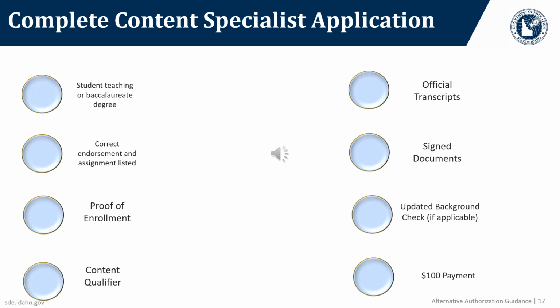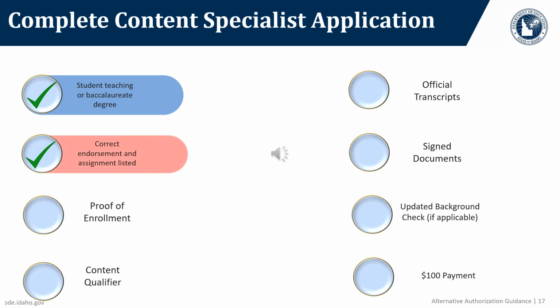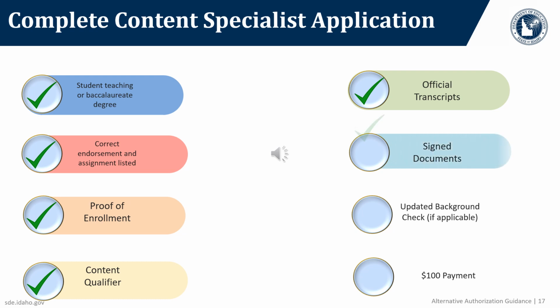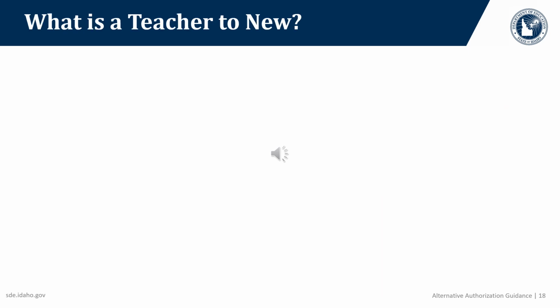Before submitting the Content Specialist application, the following checklist will ensure a complete application. The school has verified the candidate is student teaching in the authorized year of the application or holds a baccalaureate degree. The correct endorsement and assignment are listed. Proof of enrollment, along with a signed formal plan, the content qualifier, and official transcripts are included. The application also includes all required signatures along with a recent background check. Finally, payment must be included before submitting to the state.